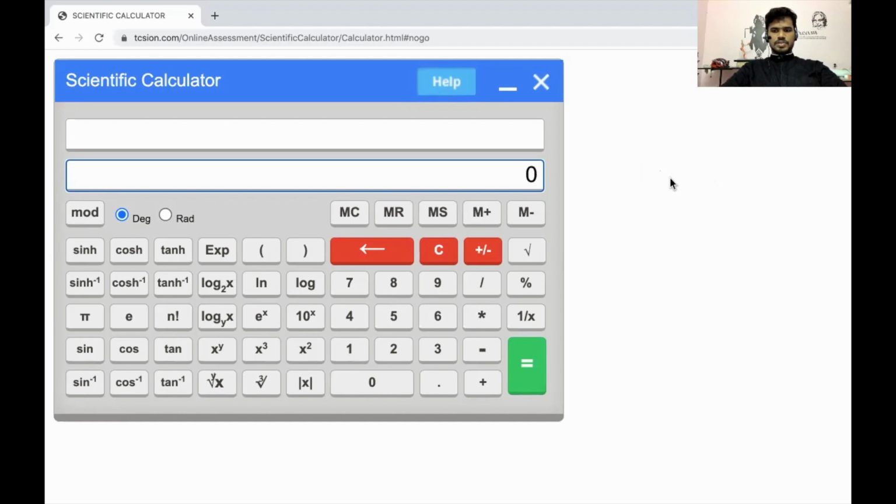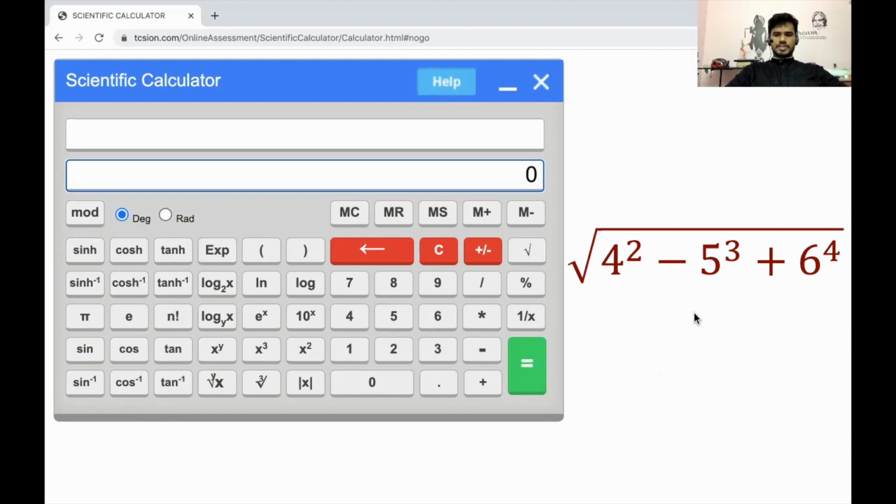In this expression, let's say you want to do minus 6 power 4. The first two terms you want to add, and the last term you want to subtract. Then, okay, the complex numbers are not there. So let me quickly do, no, the second term you want to subtract. Let's say this is the expression that you want to find: 4 square minus 5 cube plus 6 power 4. That is where this M minus shows up.